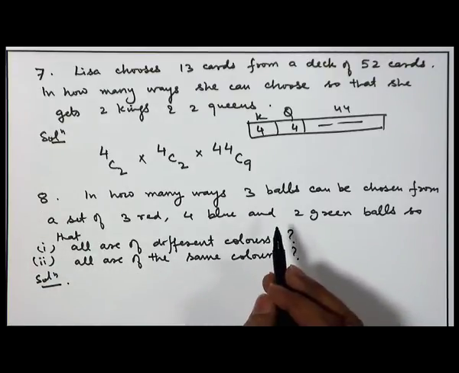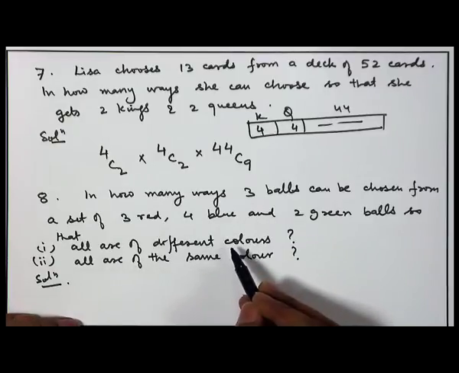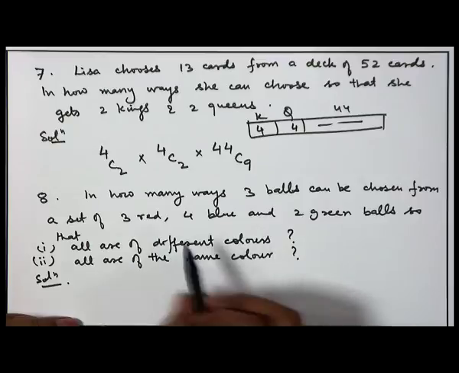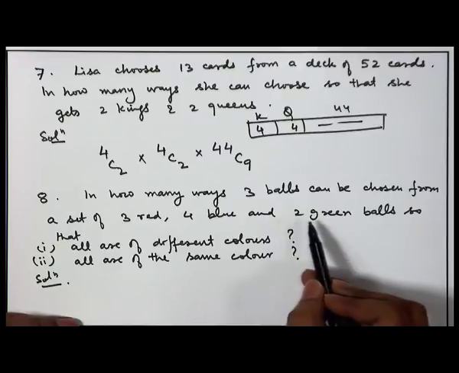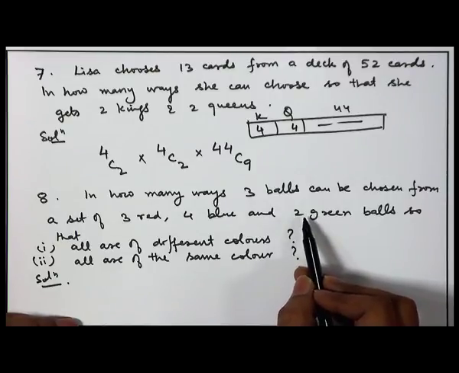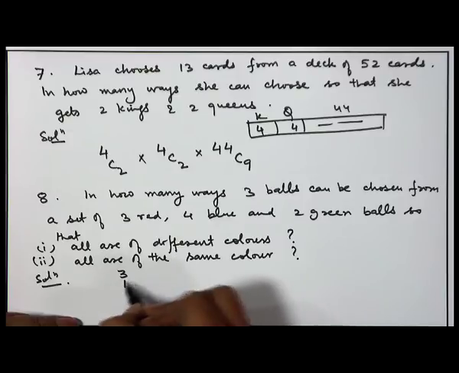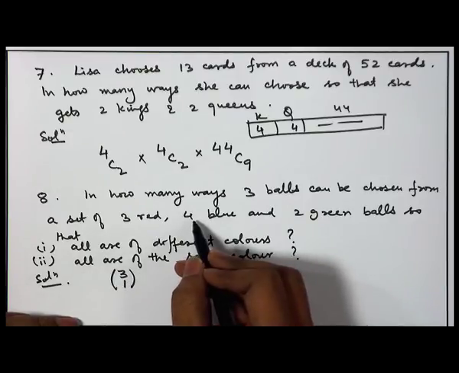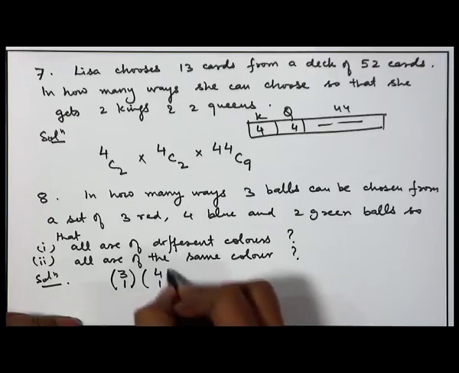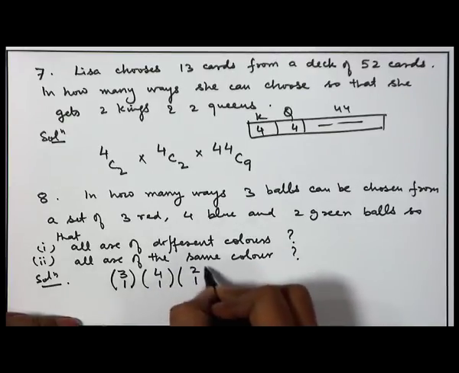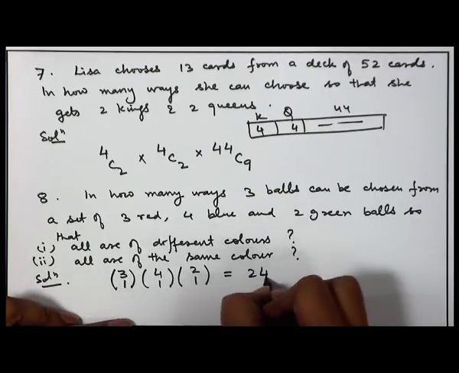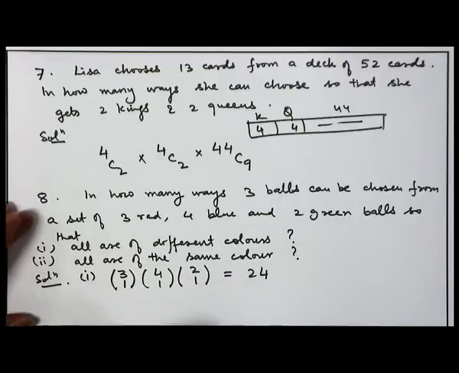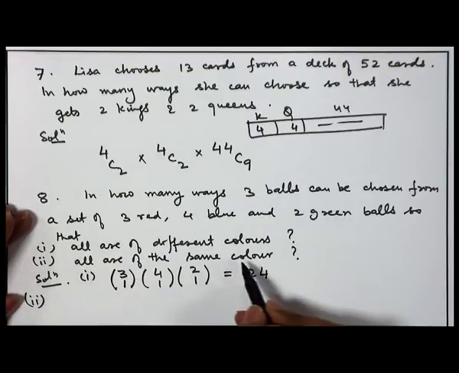So, we are choosing 3, and if we say that all are of different colors, that means we must choose one red, one blue and one green ball. Now, the number of ways of choosing that is 3 C 1 for red, 4 C 1 for blue and 2 C 1 for green. So this number is straightforwardly 24.